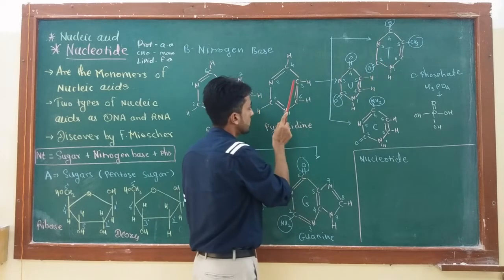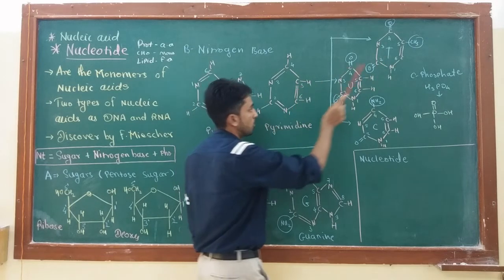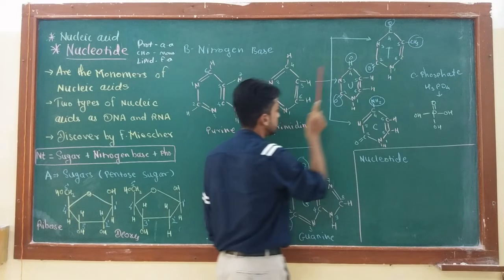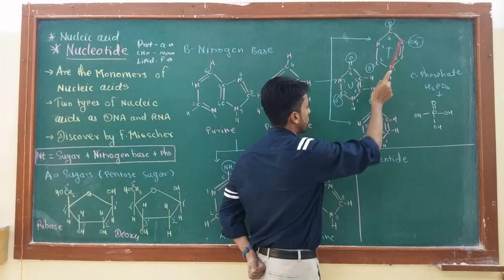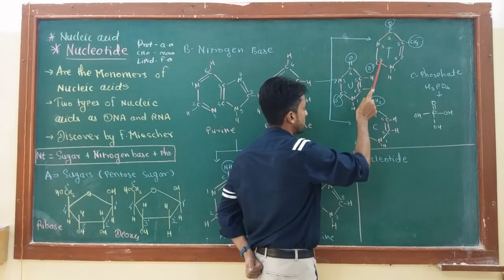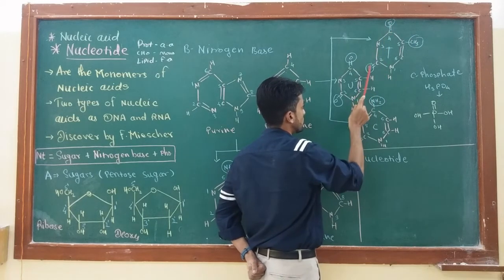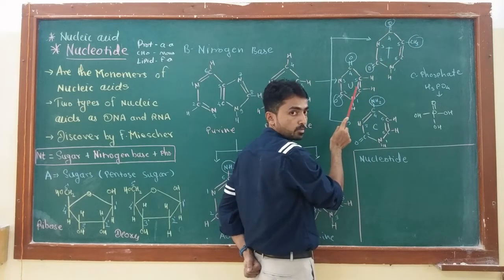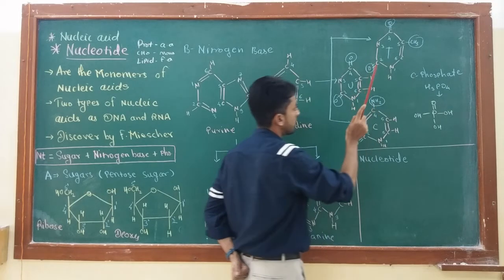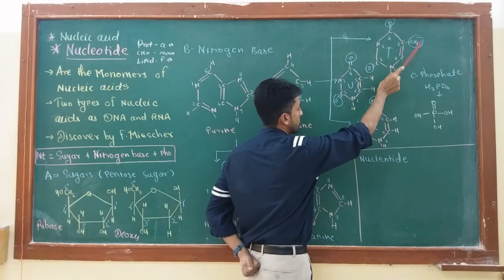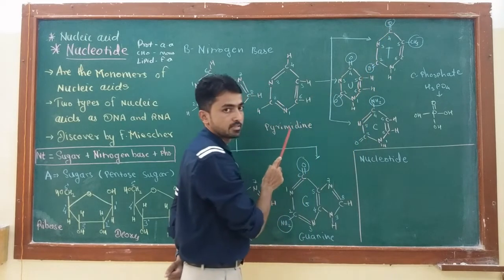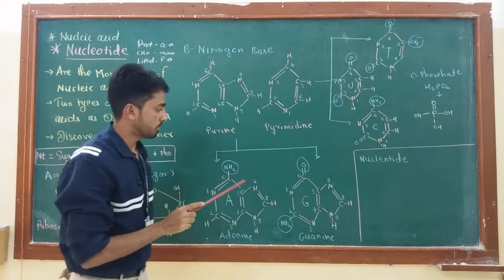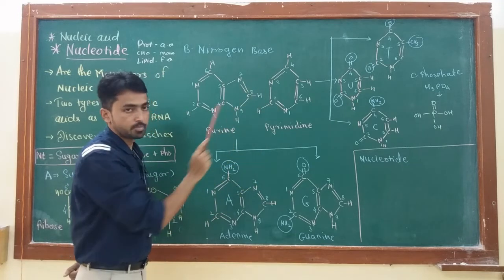In the thymine, carbon number 5 have methyl group. That means this hydrogen of carbon number 5 is replaced by methyl, while carbon number 4 and carbon number 2 have 2 oxygen similar to that of the uracil. So thymine is called as 5-methyl 2,4-dioxypyrimidines. This molecular name help you to remember the structure of this nitrogen bases.